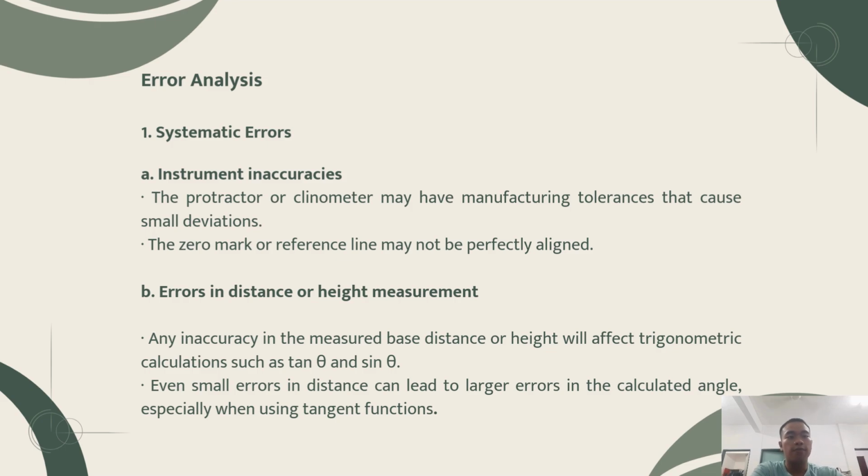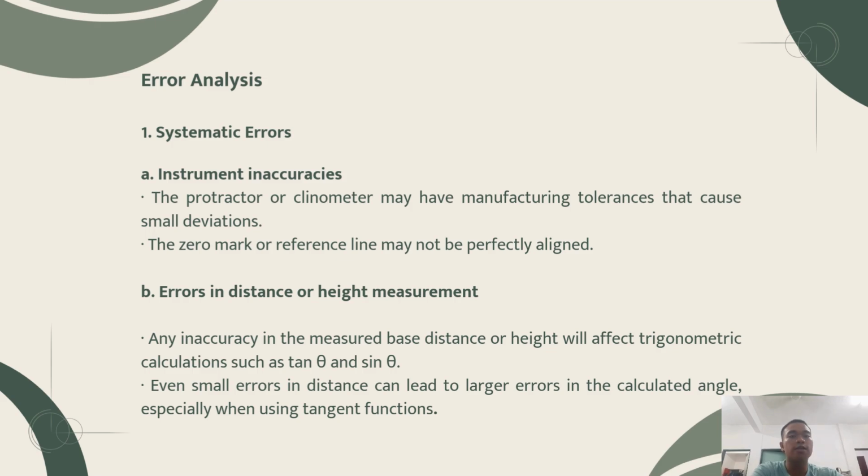First, we identify systematic error. These are issues inherent to the tools or method we use. First is instrument inaccuracy. We have to consider that our protractor or clinometer isn't a high-precision laser tool. Manufacturing tolerance means the zero mark might not have been perfectly aligned, introducing a constant slight deviation in every reading.